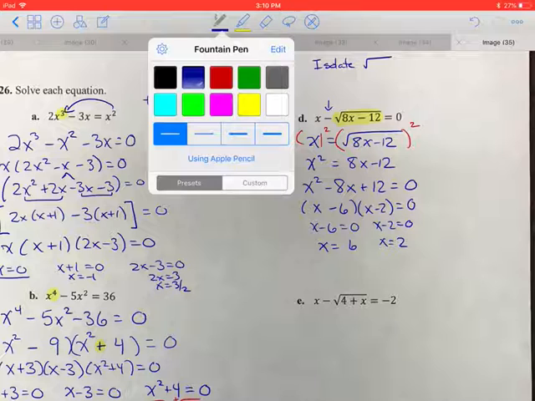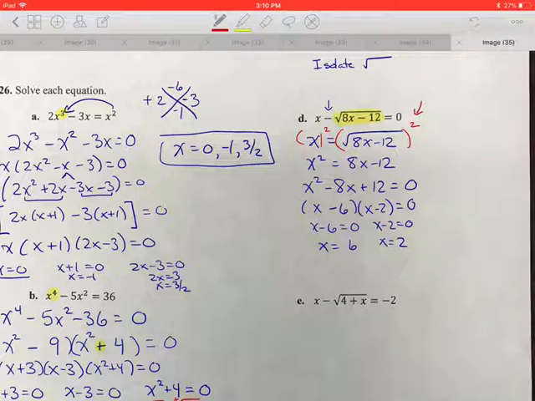But remember, we did square both sides, and anytime we square both sides of the equation, we must check our solutions. They may both work, they may neither work. We don't know until we check them. All right, so let's start with x equals 6.